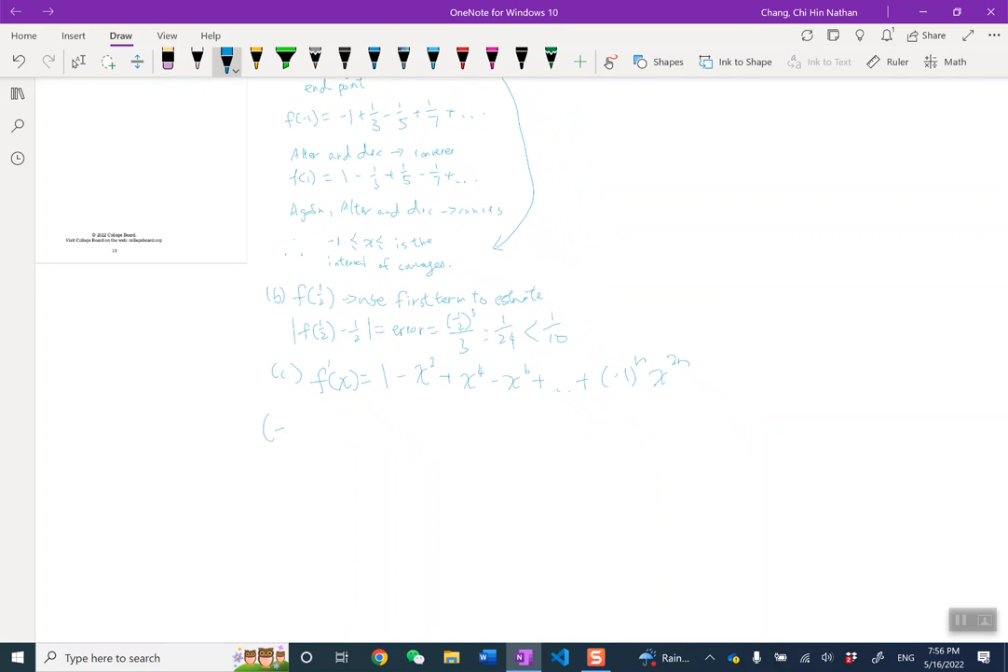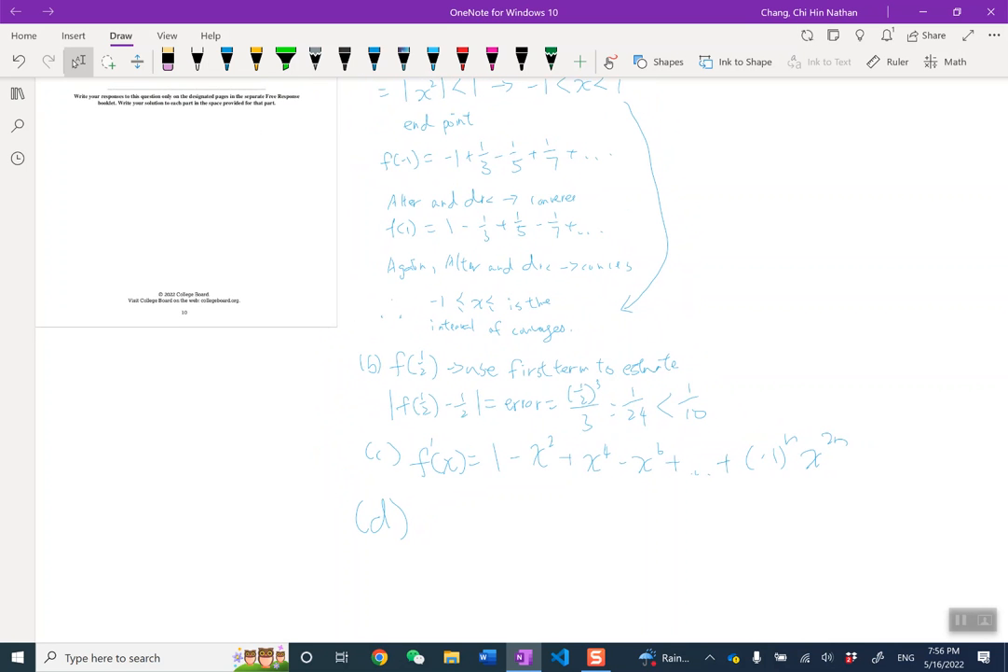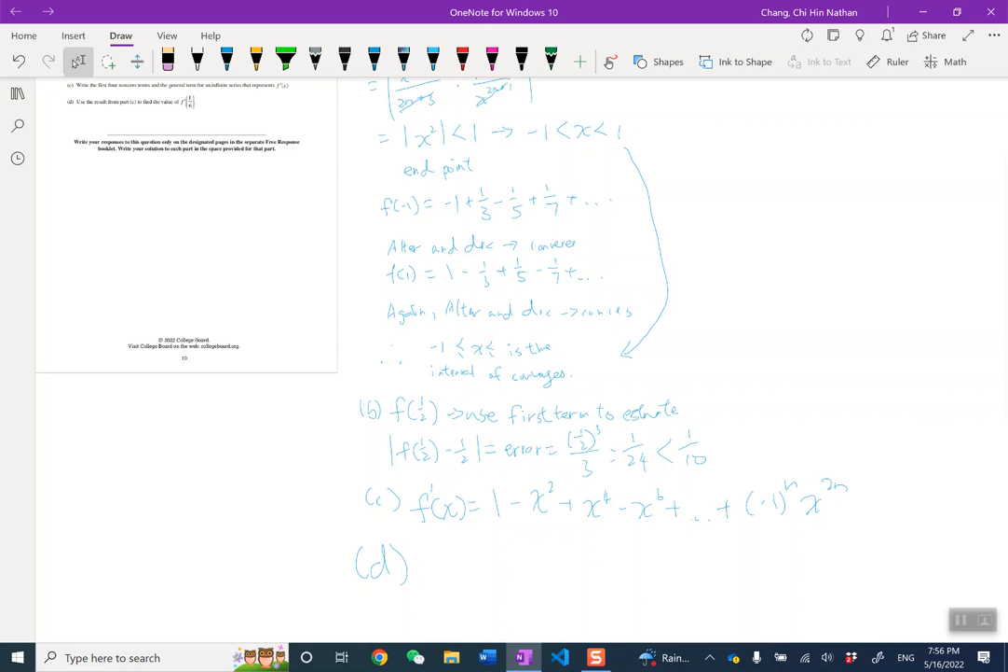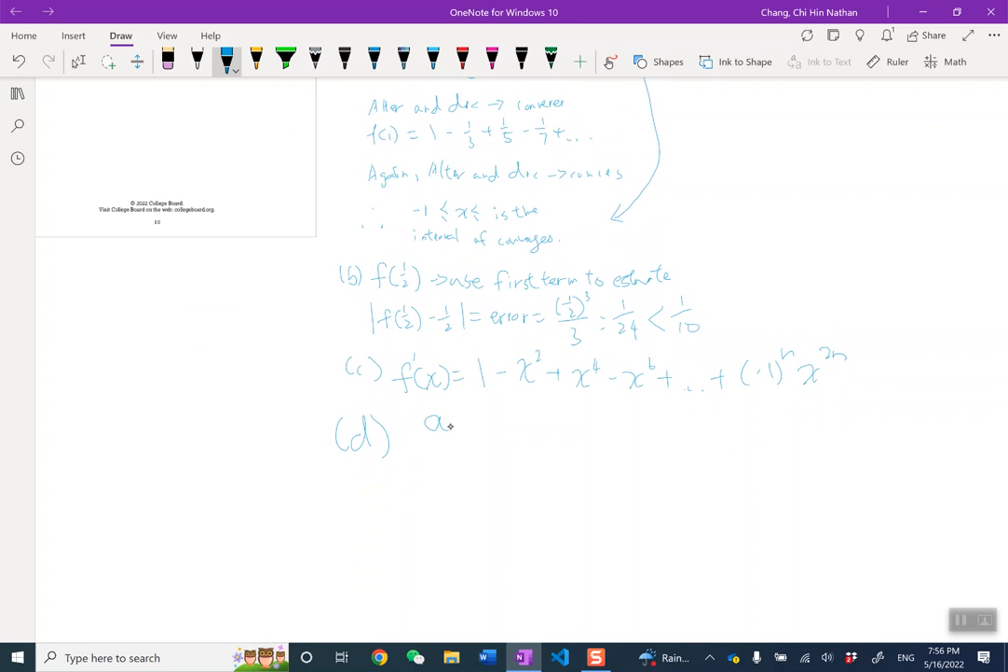Part D. Find the value of f prime of 1 over 6. So what we notice here is that it is actually a geometric series with the ratio of 1 over 6 to the power of 2. So we just use the formula a1 over 1 minus r. a1 equals 1. r equals 1 over 36, and because it's alternating, we need to also add a negative sign. Negative 1 over 36.